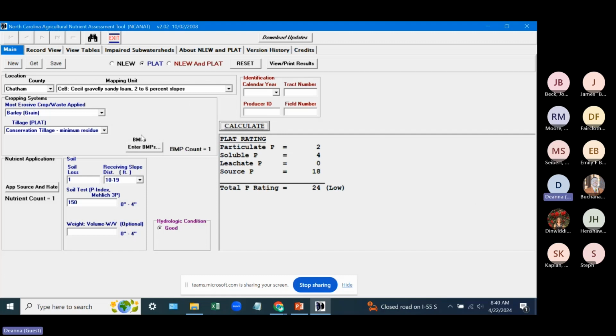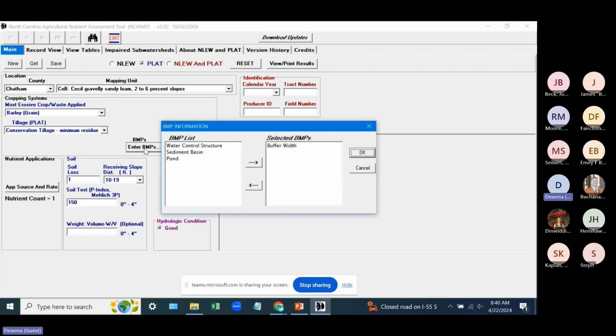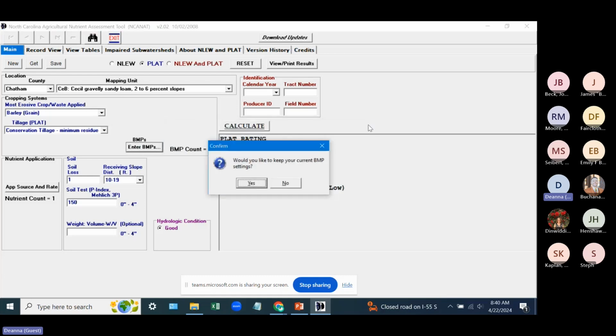So in PLAT, there are these buffer, water control structure, sediment basin, and pond practices that you would use to reduce erosion. And that's why there aren't many conservation practices in PLAT, because we're assuming most of the practices that you guys would use are being picked up through RUSLE.